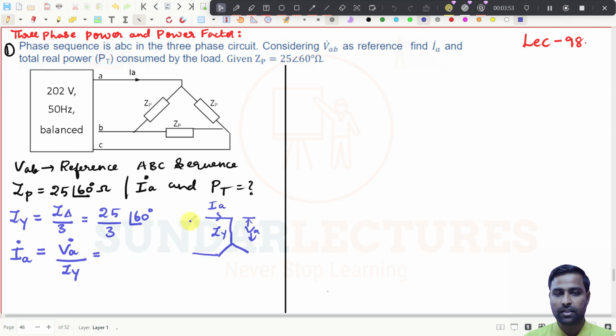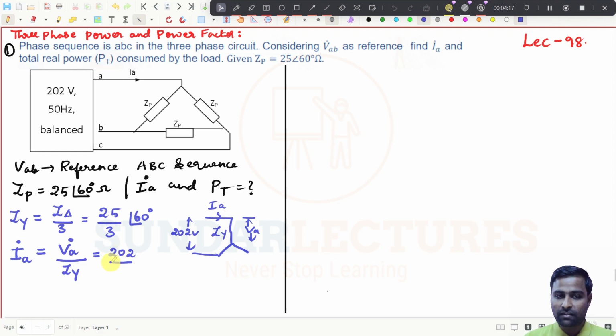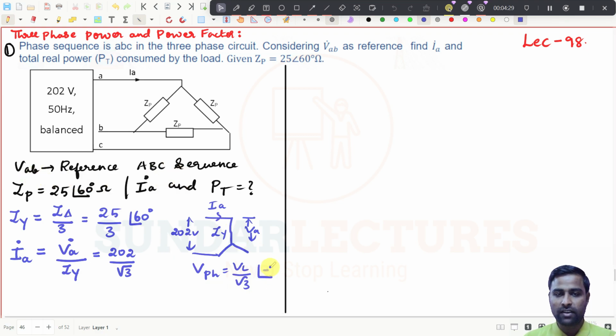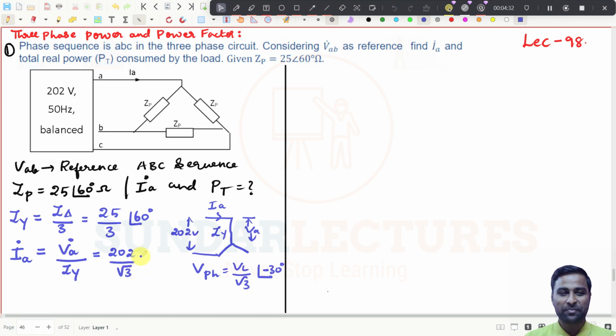That means this VAB that they have given you is 202 volts. And what is the phase voltage? You already know that if they give you the line voltage in a star connection, it will be 202 divided by root 3. V phase equals VL by root 3. And if it is ABC sequence, then this will lag by 30 degrees. These kinds of things are very interesting.